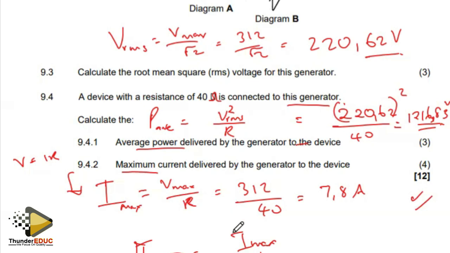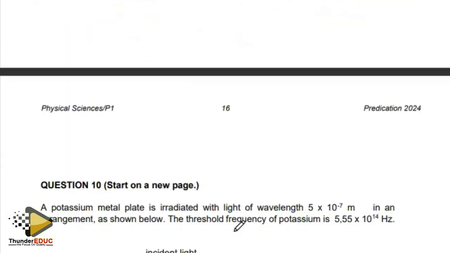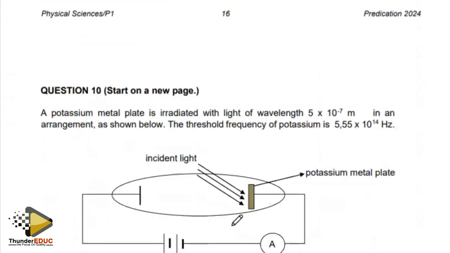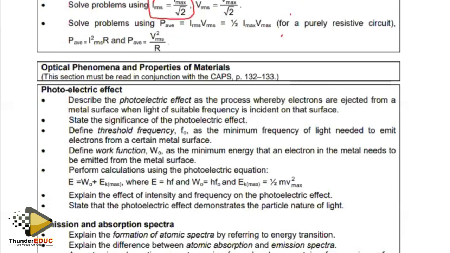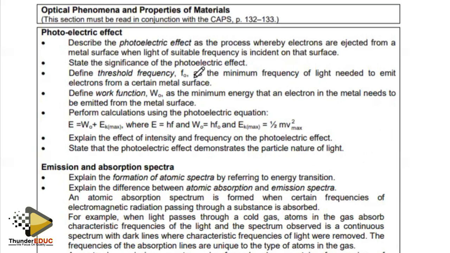All right, that is question number 9. And then lastly, question number 10 deals with the photoelectric effect. So we go back here and we say optical phenomena and properties of materials. Photoelectric effect: describe it as a process where electrons are ejected or removed from a metal surface when light of a suitable frequency is shone. When the light is incident, it is able to remove an electron.